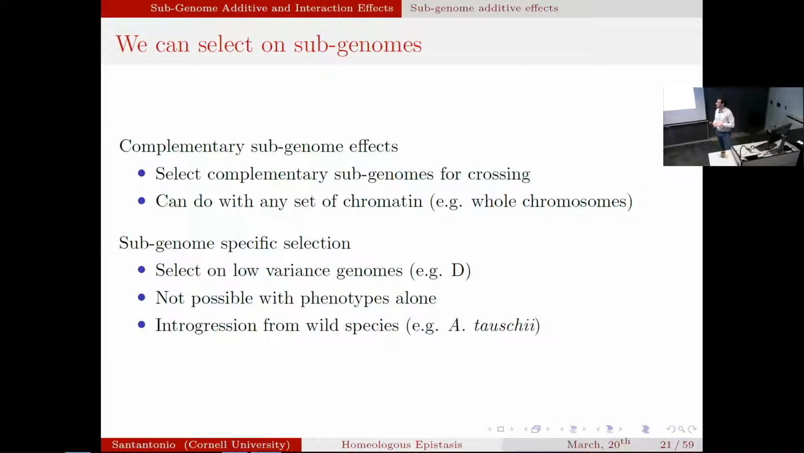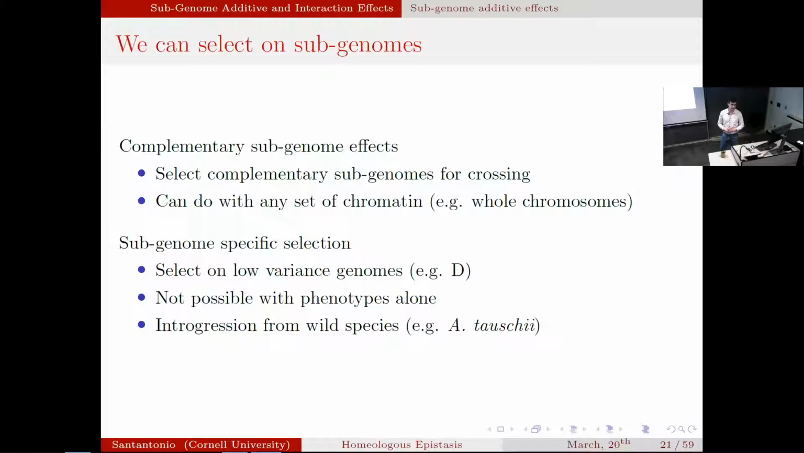So what this allows us to do is select on complementary subgenomes for crossing. We can bring together ones that have different good effects. Now, you could do this with any set of chromatin. You could estimate a breeding value for every chromosome if you wanted to. But this gets more complicated the more of these you have.